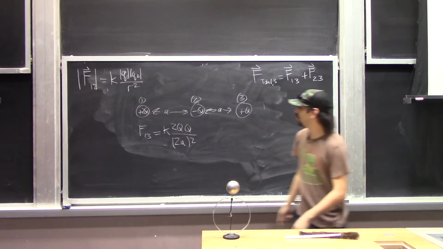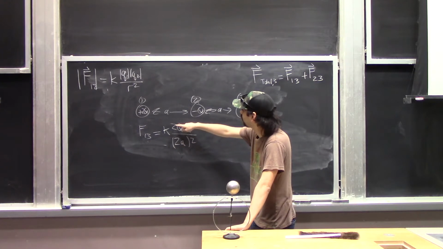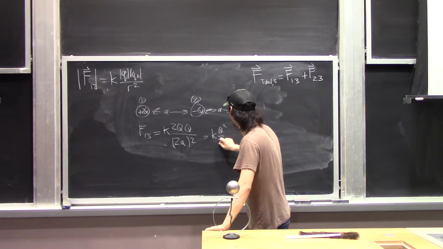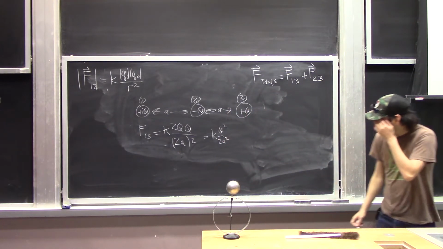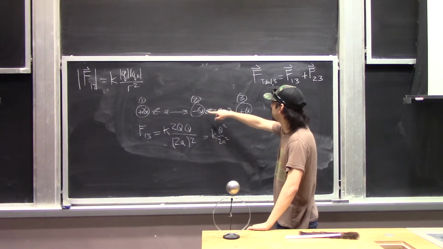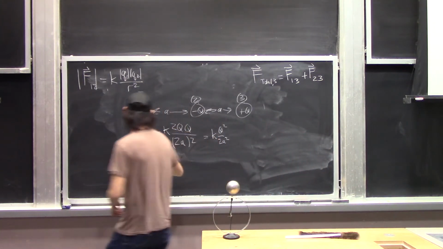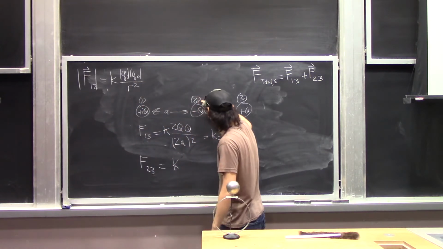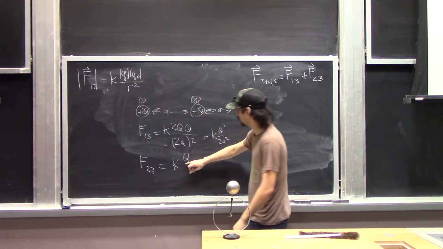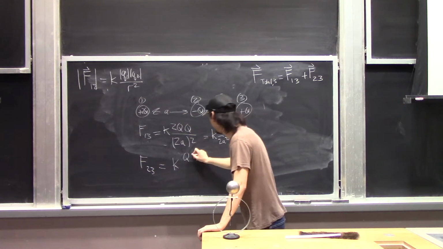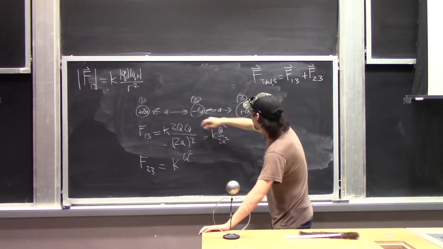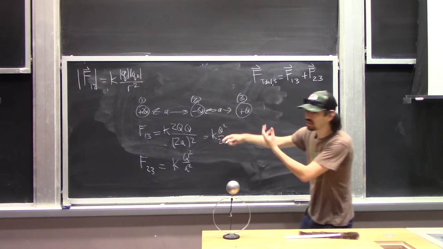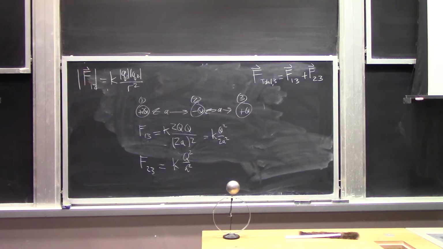We can simplify this a little bit because when we square this 2, we're going to get a 4. The 4 is going to cancel with the 2 in the numerator, and so this is going to be kq squared over 2a squared. Okay? Now let's look at the force that charge 2 acts on charge 3. It is again just K times this charge as a magnitude, which is Q, times this charge as a magnitude, which is another Q, so we get a Q squared, divided by the distance between them squared, which is a squared. Okay?